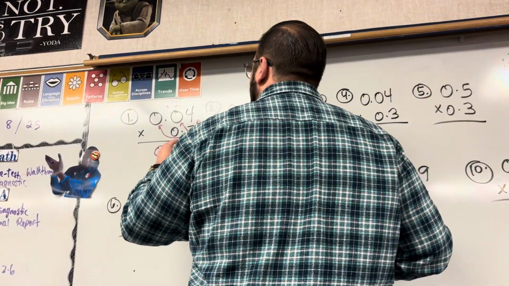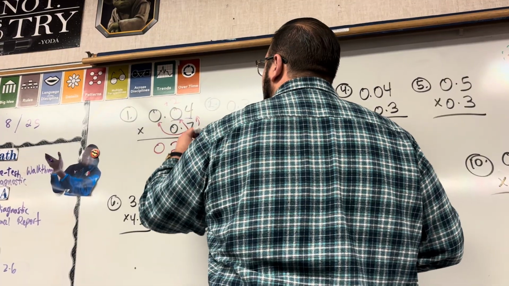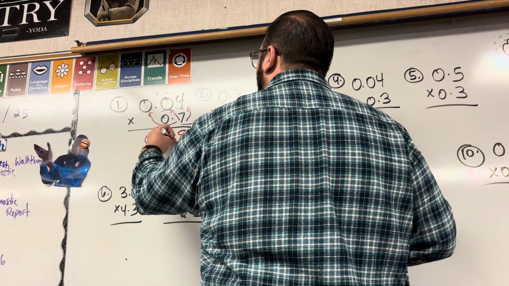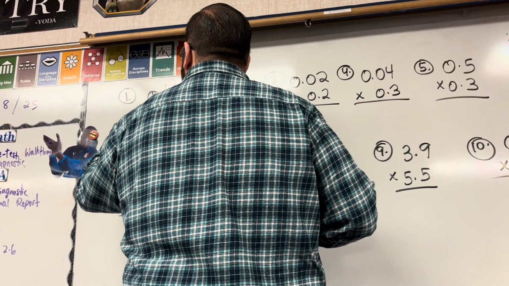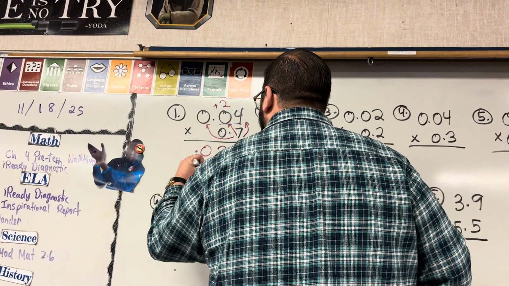I'm so shaky. Now we count. How many numbers are behind a decimal? 1, 2, 3. So we start from right to left. 1, 2, 3. We get 0.028. Okay?